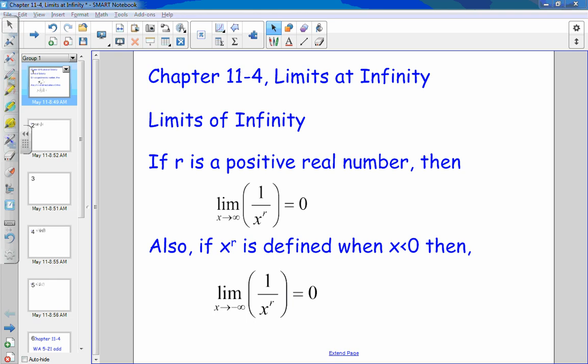Chapter 11.4, limits at infinity. If r is a positive real number, then the limit as x approaches infinity of 1 over x to the r, 1 over x squared, 1 over x cubed, 1 over x to the fourth, is equal to 0.